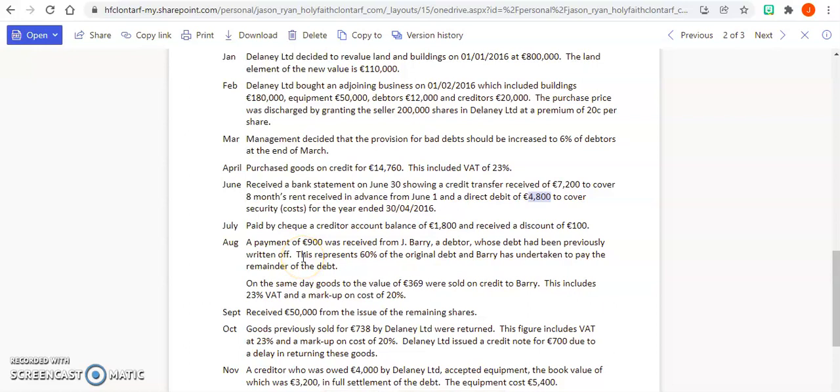So it's telling us that we wrote off his debt previously, saying he's not going to pay us, but now he wants to trade with us again. So this represents 60% of the original debt, and he's undertaken to pay the remainder of the debt. So we need to find out how much is the 100%. So the 100% then, that will be your bad debt recovered that we would have put into the profit and loss account. So we want to increase our profit and loss account by that amount. And the difference between the bad debt recovered and how much he's paid will tell us how much he's left to pay, and that's going to increase your debtor's amount.